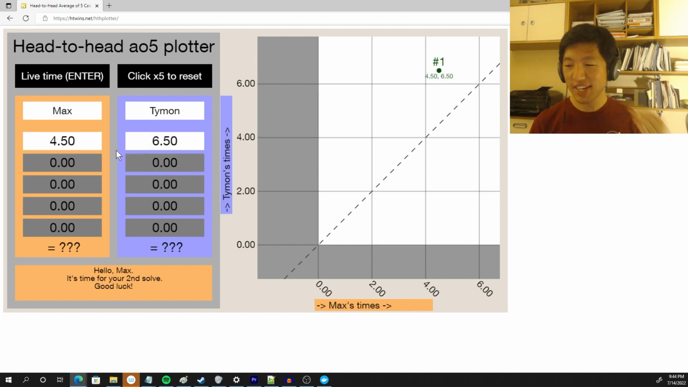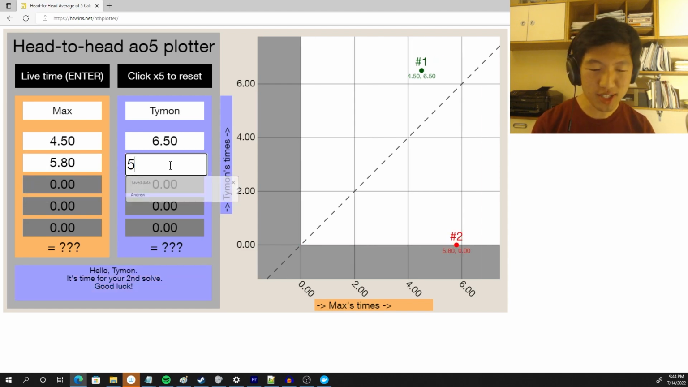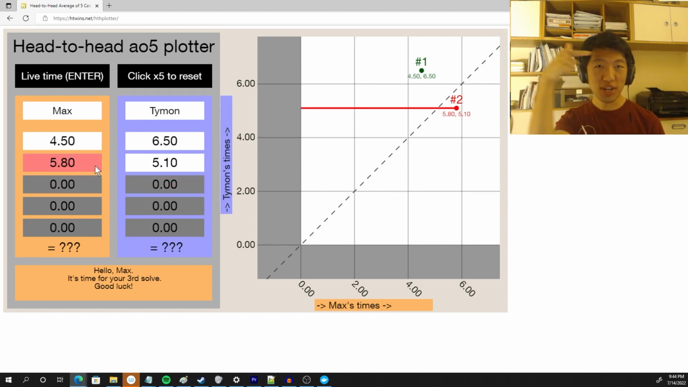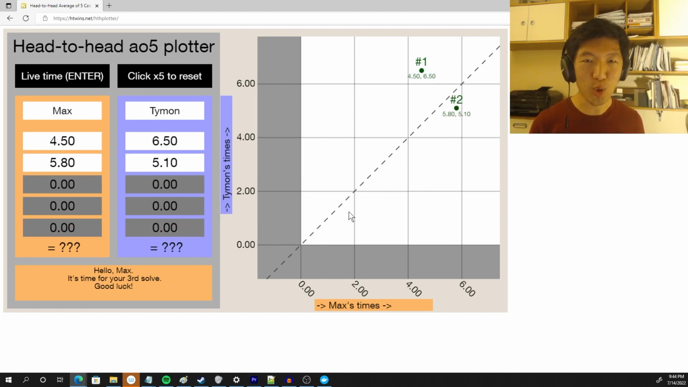So then for the second solve, suppose Max gets, say, a 5.8, and Timon gets a 5.1, we will have a second point, which is located by moving 5.8 units to the right for Max and 5.1 units up for Timon. The location of these points compared to this y equals x line basically tells you which competitor did it faster. And it's basically the same deal for solves 3 and 4.